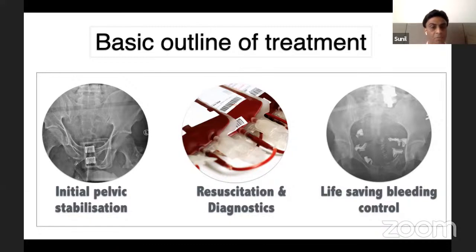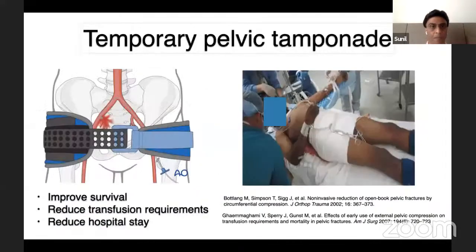You need to institute massive transfusion protocols if required and run pertinent diagnostics. And then you need to achieve bleeding control in a definitive manner by using different techniques, which I will discuss later. And often these things do not run in a sequential manner. They run concurrently. So it's not that one thing leads on to the other. So a multidisciplinary team will work on achieving all these things more or less at the same time.